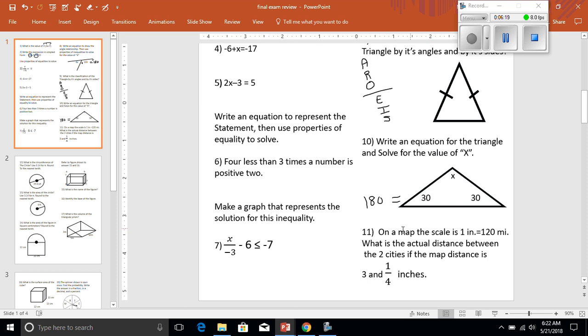Number 11, on a map, the scale is 1 inch equals 120 miles. What is the actual distance between the 2 cities if the map distance is 3 and 1/4 inch? Well, we can remember that for every 1 inch it's 120 miles. I'm sorry, it says between 2 cities if the map distance is 3 and 1/4 inch. So first, 3 instead of 1.